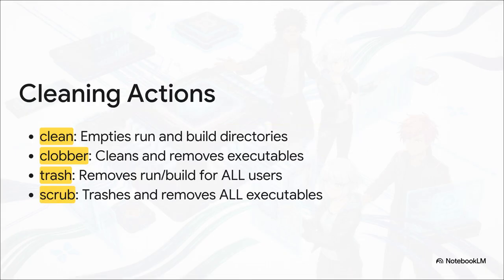Now you actually have 4 different levels of cleaning. Clean just empties out your specific run and build folders. Simple enough. Clobber takes it a step further and actually removes your executables. But listen up, you need to be incredibly careful with trash and scrub. Why? Because those aggressive commands wipe out directories for all users on the entire system. Oh, and a massive warning straight from the official manual. If you try to test these destructive commands using the --fake dry run flag, the cleaning will still actually happen. Fake mode does not protect you from deletion, so watch out.